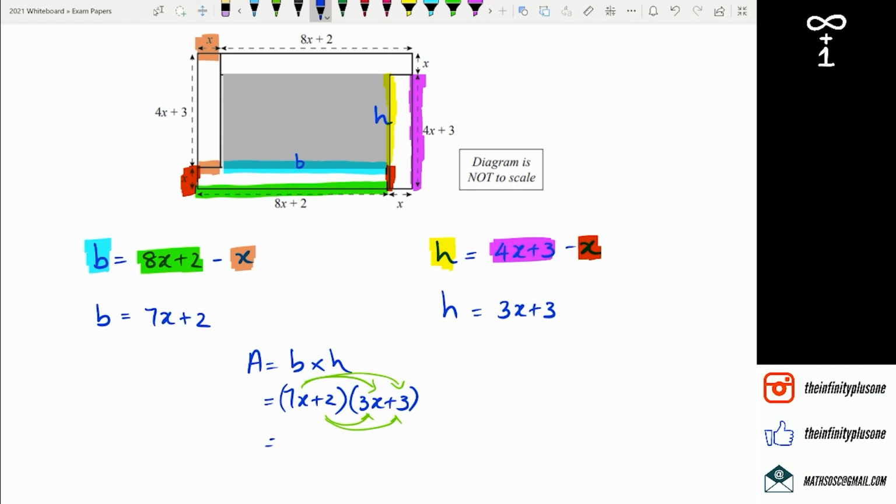So in this case, 7x times 3x is 21x squared. Then I've got 7x times 3, which is 21x. 2 times 3x, which is 6x. 2 times 3, which equals 6. And I cannot stress this enough: get into the habit of simplifying the quadratic. So this would be 21x squared plus 27x plus 6.